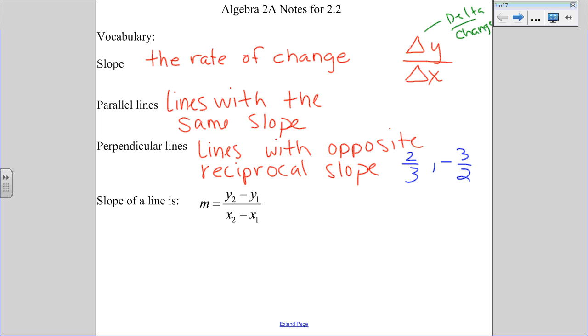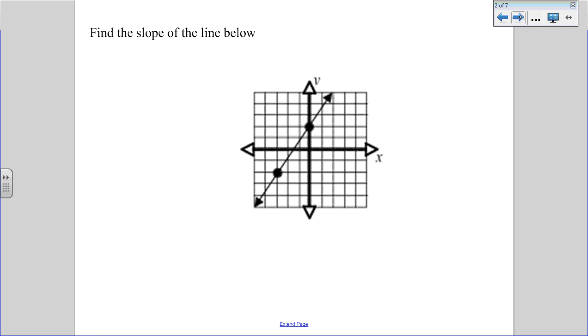Formula for slope of a line, we're going to use m for slope, and then we have y2 minus y1 over x2 minus x1. So this gives our change in y over our change in x. All right, so we need to find the slope of the line below. Slope we also knew as rise over run, and we'll use that when we're graphing.